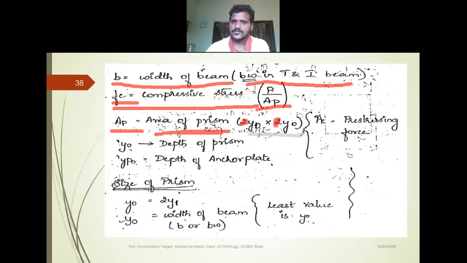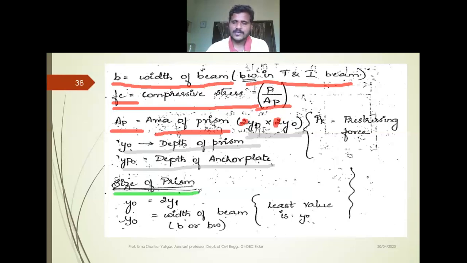Here, Y naught means the depth and the width of the prism. Already we have seen this in the previous diagram. Y naught into Y naught will give the area of the prism, where Y naught is the depth of the prism and Y P naught is the depth of the anchorage plate, as we have seen in the previous diagram.